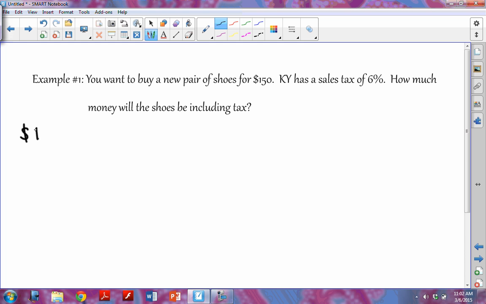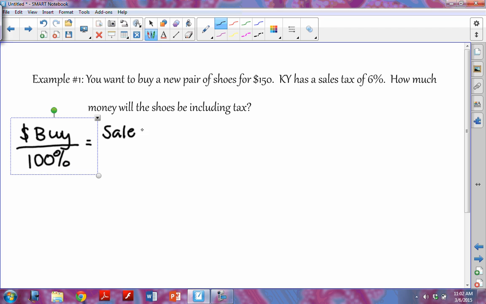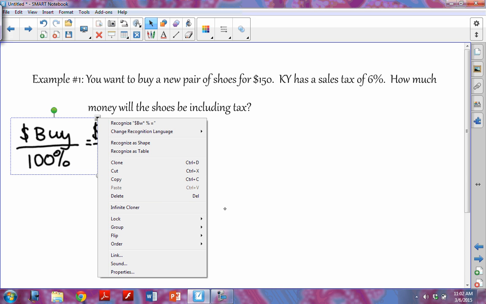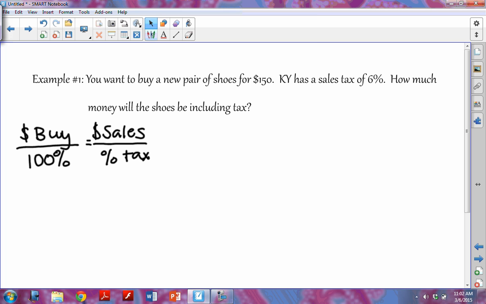So I know that it's the money that I'm buying over my 100% is equal to the money for sales tax over the percent tax. I'm not sure why that keeps going. Okay, so let's see if we can get this to get rid of. Nope. Okay, there we go.